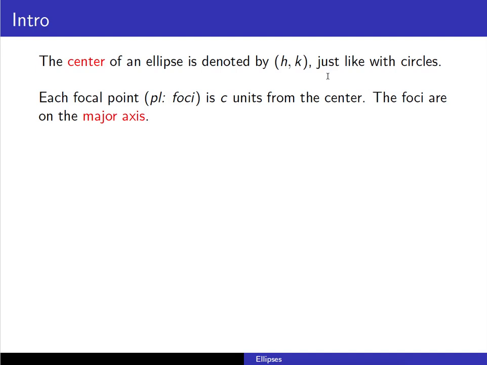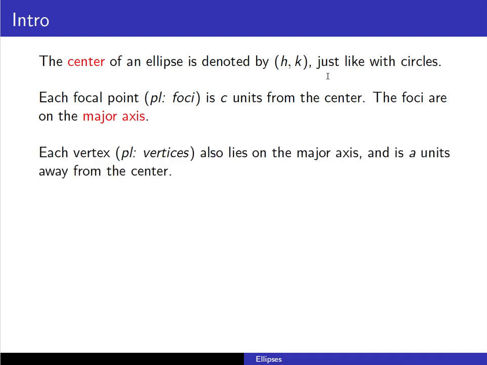So each focal point, with the plural of that as foci, is going to be c units from the center. So we use c as the distance from the center to a focus, or either one of the foci. The foci, again, are always going to lie on the major axis.